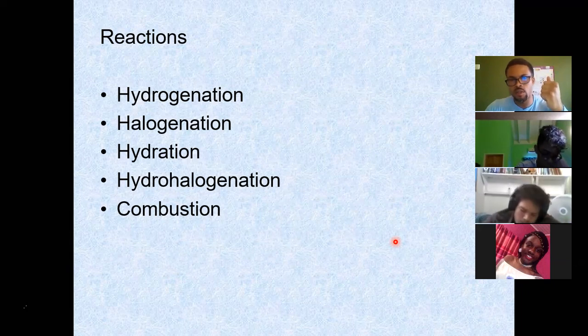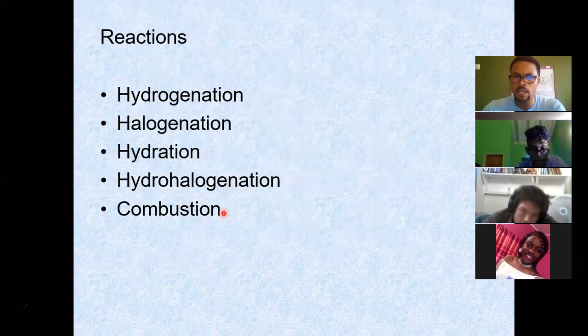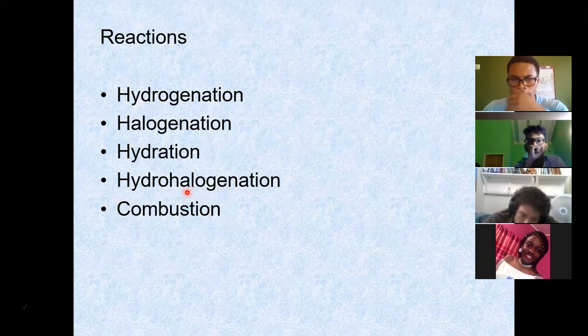Addition reactions. So this is a list of addition reactions they can undergo. One is called hydrogenation, another is halogenation, just as alkanes, but maybe they will be in a different way. They can undergo hydration, hydrohalogenation, and of course combustion, which is outside of the addition reactions. Combustion is basically burning in oxygen to form carbon dioxide and water. So this is not an addition reaction, but the others on the top are addition reactions.